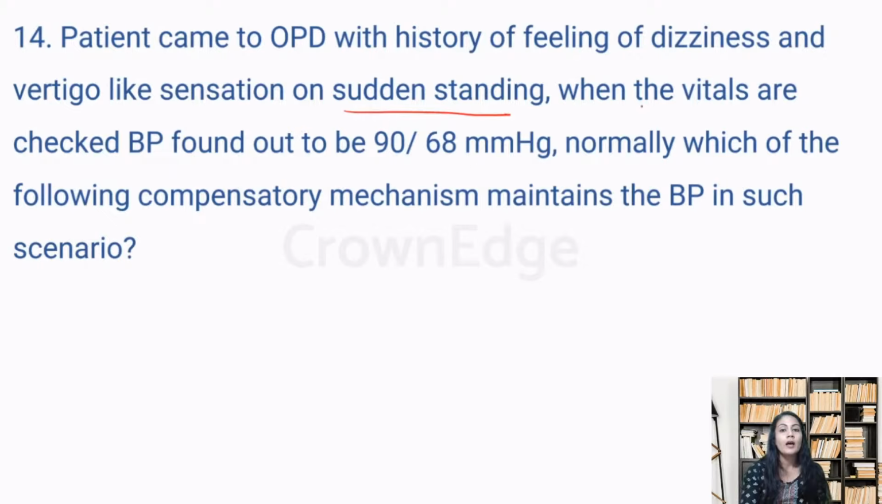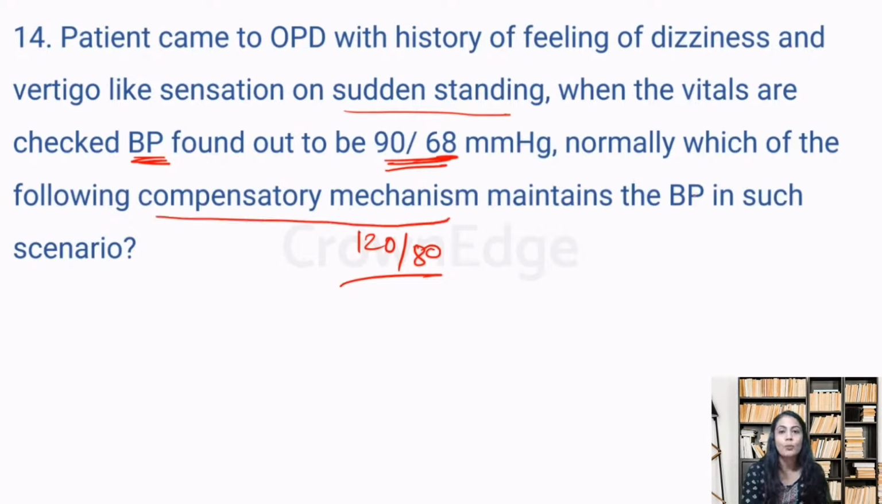Okay. When the vitals are checked, the BP found to be low, that is 90/68. Normal BP is 120/80, right? This is very, very low BP. Normally, which of the following compensatory mechanism they asked to maintain the BP? So over here, what is going to happen? This BP is falling down. So we have to increase the BP. We have to, for compensatory mechanism, we have to increase the BP.